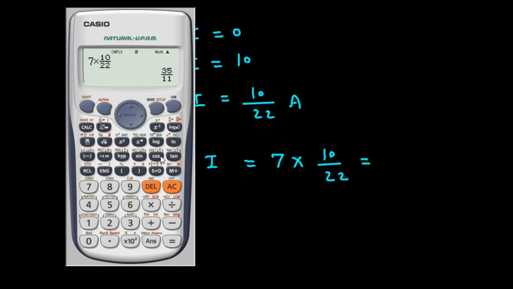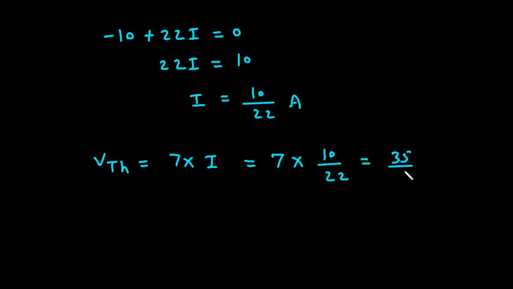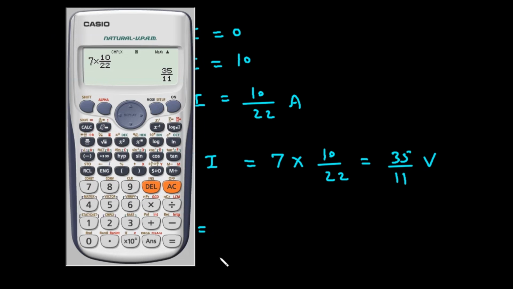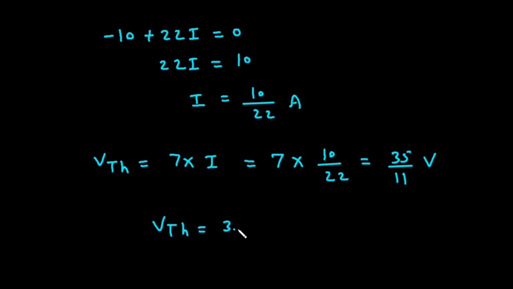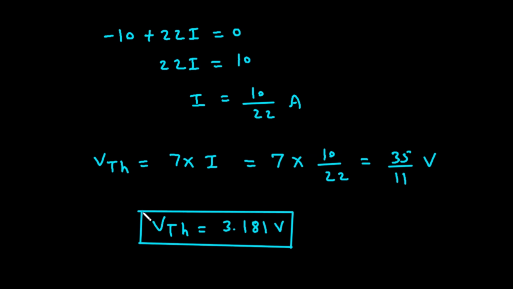That is equal to 3.18, or we will keep this value as it is, 35 divided by 11 volts, or we can write this value also as 3.181 volt. From this we will get the more precise value.